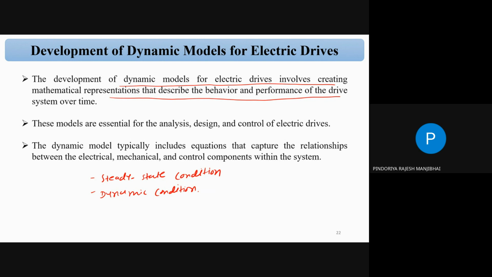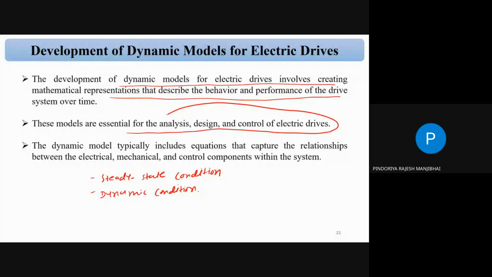Some parameters are constant with respect to time, but some parameters are dynamic with respect to time, correct? Current is passing through the coil, so it will increase the temperature, so it will create losses. Losses directly affect the flux, and when flux changes, torque will change, and then speed will change. So all the parameters are dependent on other parameters. So for fine analysis, we have to use the dynamic model, otherwise the steady state model. These models are essential for analysis, design, and control of the electric drive.